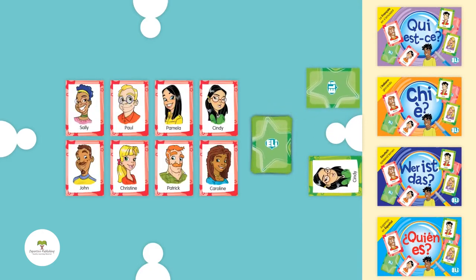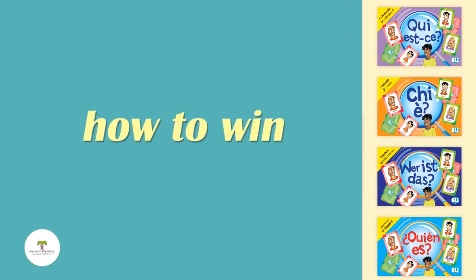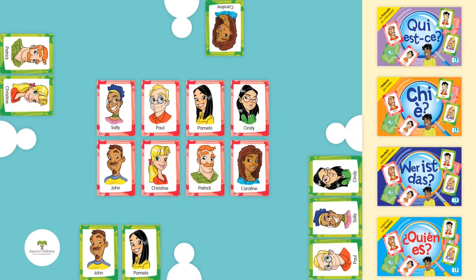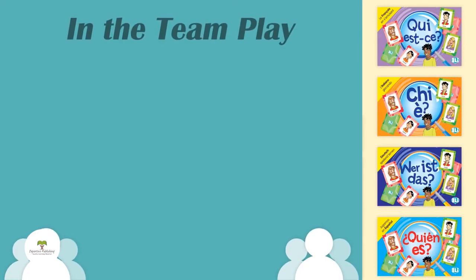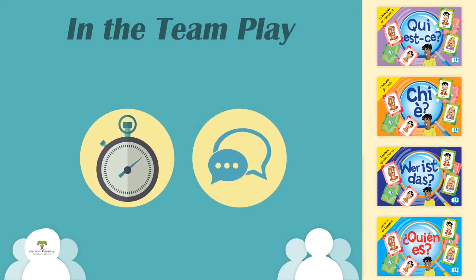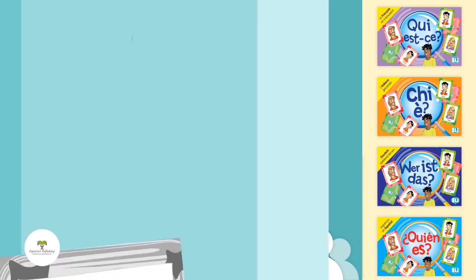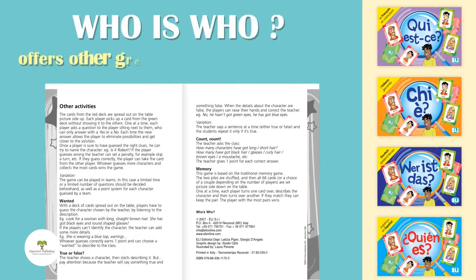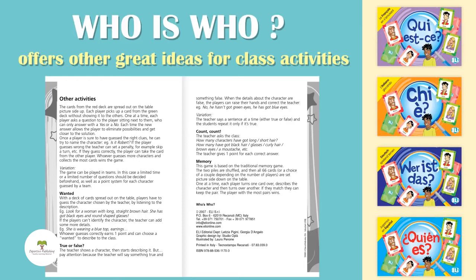Play continues until all the green cards are in use. The player guessing the most characters and collecting the most cards is the winner. In the team play variant, teachers can set a time limit to make a guess or set a limit to the number of questions available to each team. The game instructions are very simple and are freely available to download from our website too. Who is Who offers other great ideas for class activities. Are you ready to discover the mysterious character?